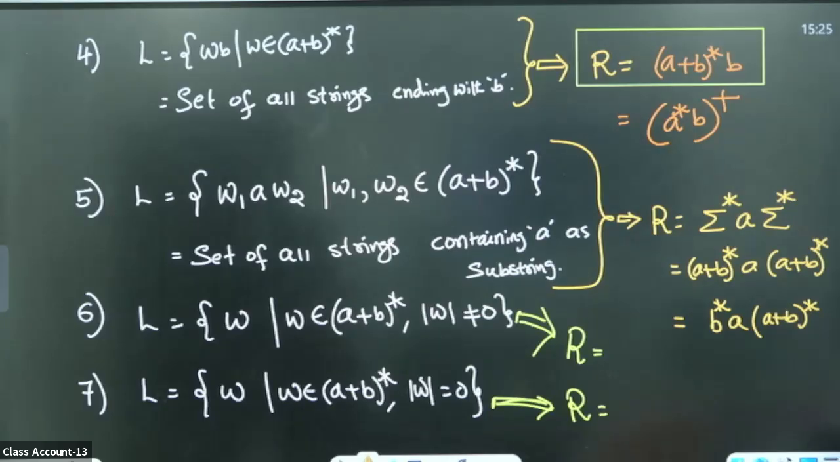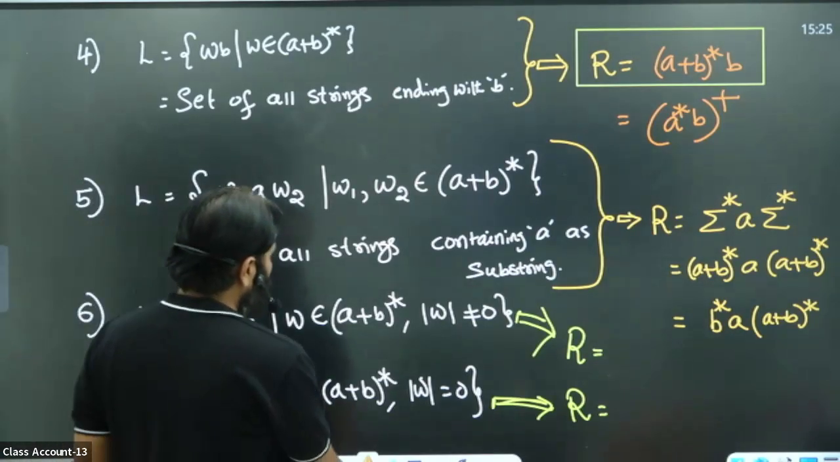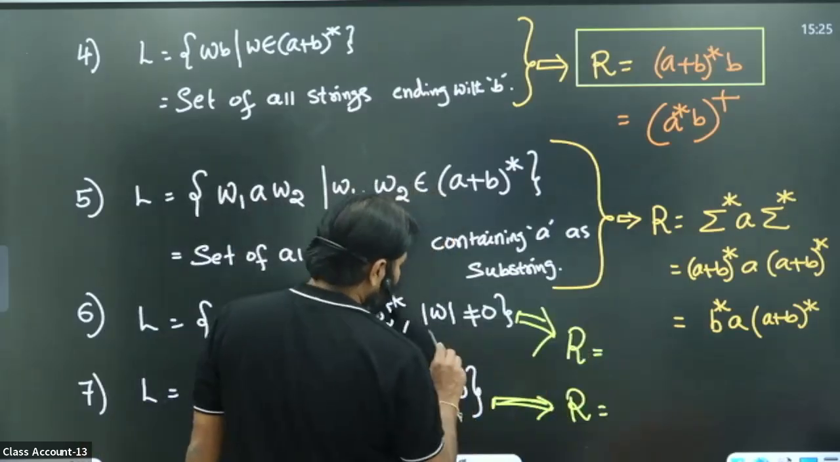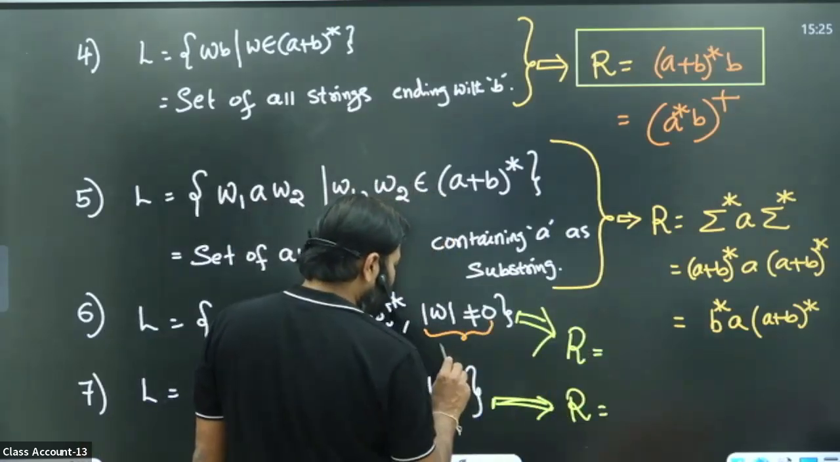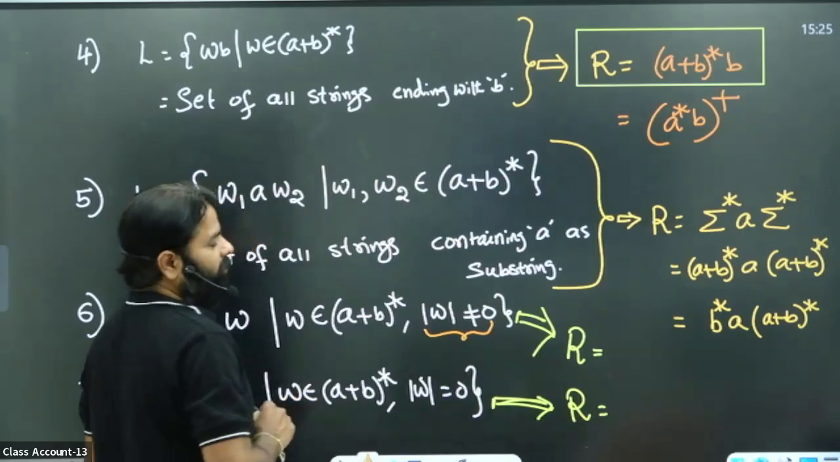Waiting for your answers. Please try, everyone. Other than epsilon, what is the meaning of length of the string not equal to 0? It means W not equal to epsilon. Correct?